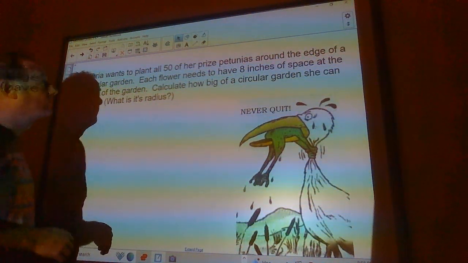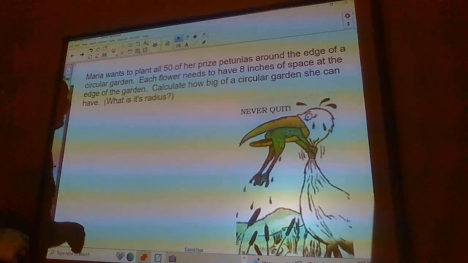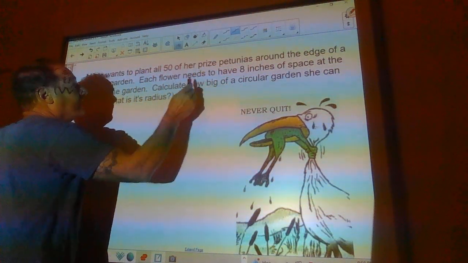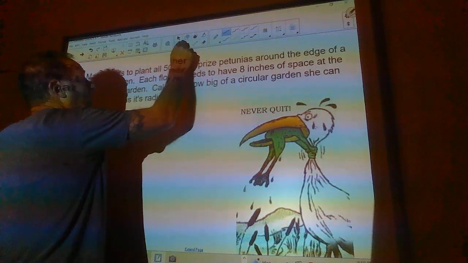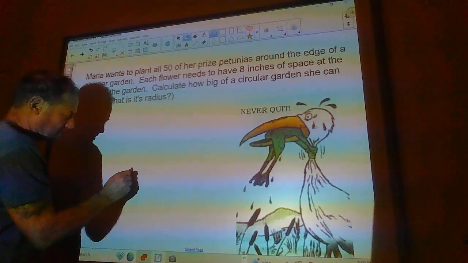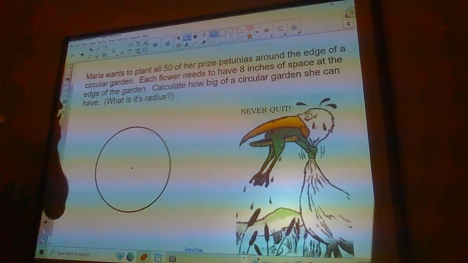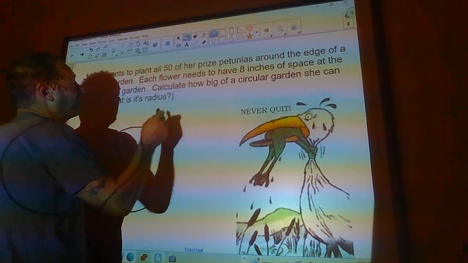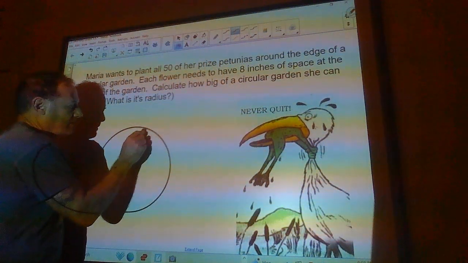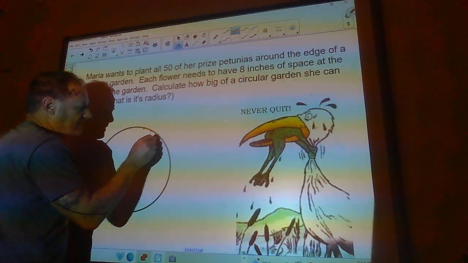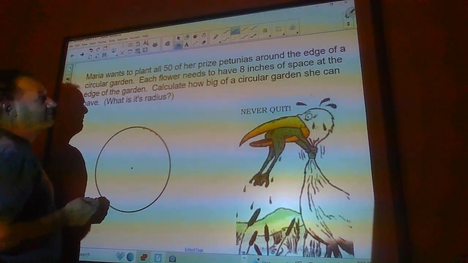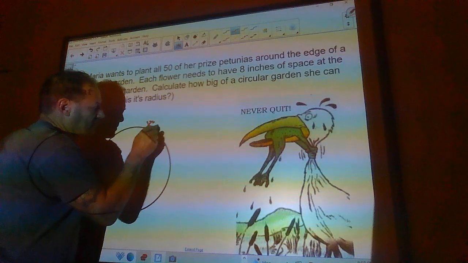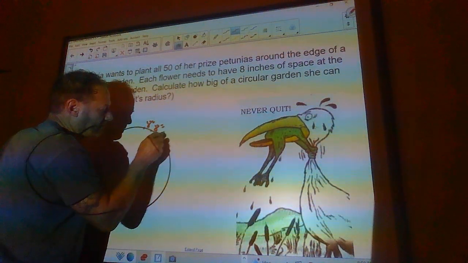Okay, so what are we going to have here? We've got a circle. Let's put a point on here to start with. That always helps. It's always a good idea to draw the picture. So here's the circle. She needs 50 spaces around these plants. So she's got her plants spaced like this, okay? And each one of them needs to have 8 inches of space at the edge of the garden. So each one of these is 8 inches all the way around.